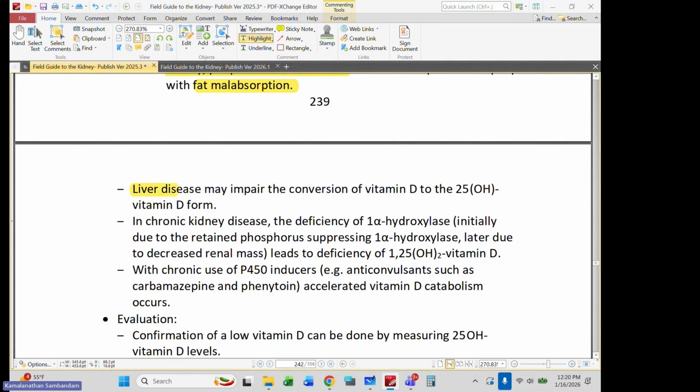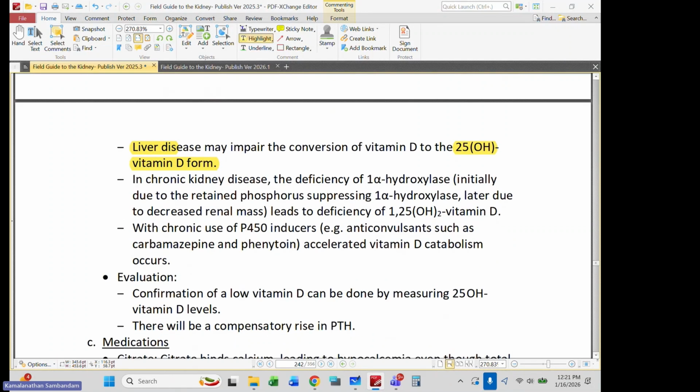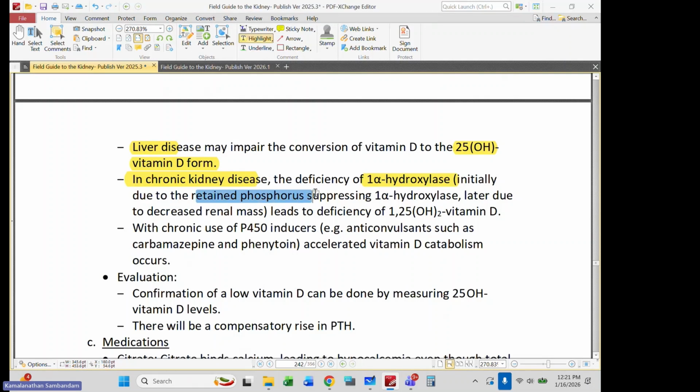You can have liver disease, which may impair this conversion of vitamin D into that intermediate active form, 25-hydroxy vitamin D. So theoretically, profound liver disease, not just through malnutrition but through impaired biosynthesis, can be associated with vitamin D deficiency. And of course, you're very familiar with how chronic kidney disease is associated with vitamin D deficiency. We've gone over, for instance, the effect of FGF23, right? Phosphate retention increases FGF23 levels, and FGF23 is a potent negative regulator of 1-alpha hydroxylase, right?